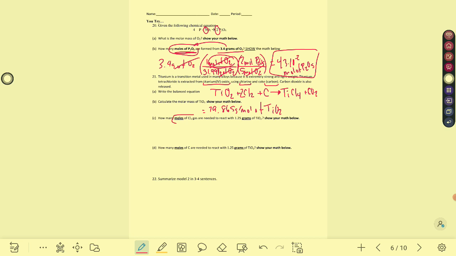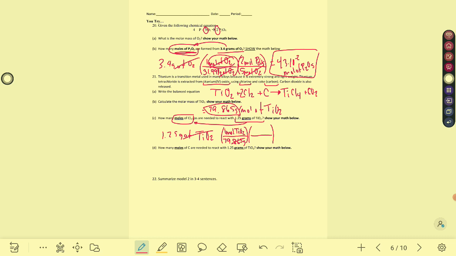Now, how many moles of Cl2? So we're going to start here and go there. 1.25 grams of TiO2. My first conversion factor needs to have the mass on bottom. So 79.865 grams in 1 mole TiO2. Grams of TiO2 cross off, not the number, I accidentally drew a line through there.